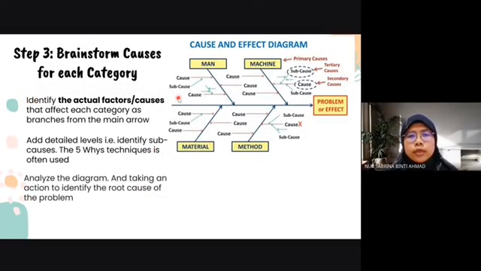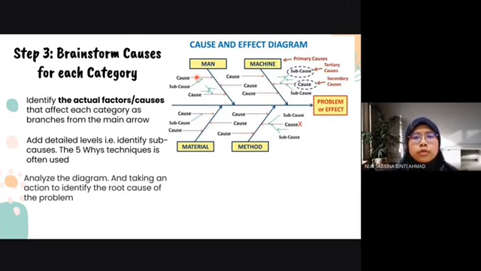Assalamualaikum and hi. My name is Nur Sabrina binti Ahmad and I'm going to explain step 3 to create the fishbone diagram. In step 3, we must brainstorm causes for each category. Brainstorming with relevant people is the most widely accepted method to identify the actual causes.